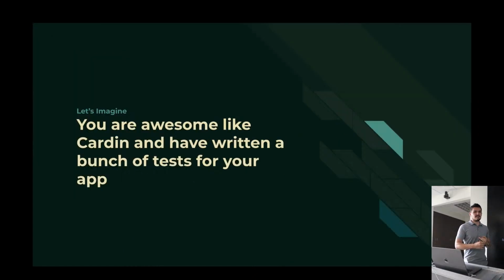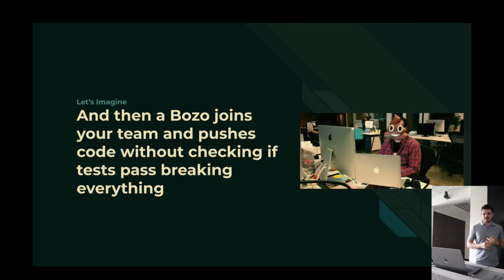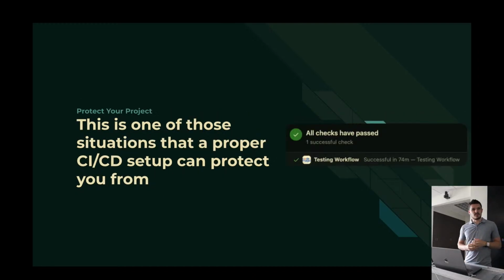So first, let's imagine you're awesome like Cardin. You've written a whole bunch of tests for your app that we talked about last talk. And if you haven't seen that talk, make sure you go watch it. It shares a whole bunch of great tips on how to write tests for your app. And then some bozo like me joins your team and pushes code directly without checking to see if any of the tests pass. And I, of course, break everything. That's why, or one of the reasons, you need CI/CD. You can protect your project. This is one of those situations where a proper CI/CD setup can require all of your developers to pass the checks before they're allowed to merge.